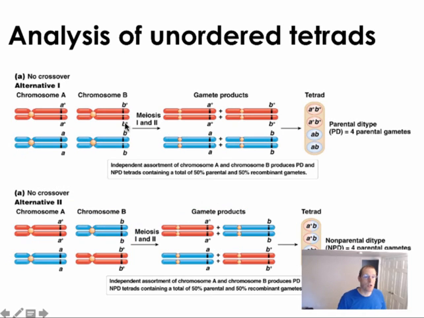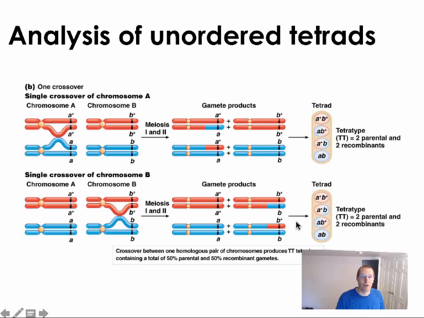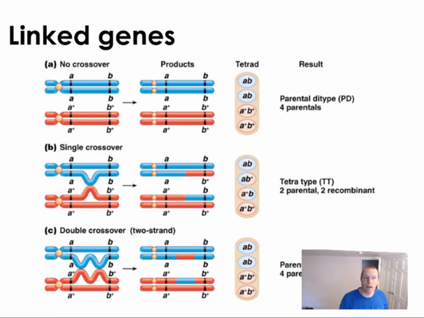And if recombination is 0, then you're going to always get these two ditypes. If you ever see these two tetratypes, you know there's a recombination going on, and the frequency with which you see these arrangements tells you what the recombination frequency is between the two genes. So that's kind of neat.